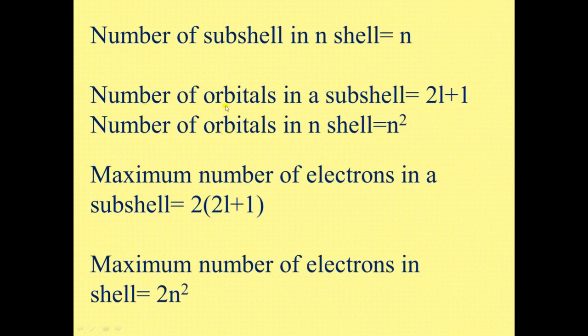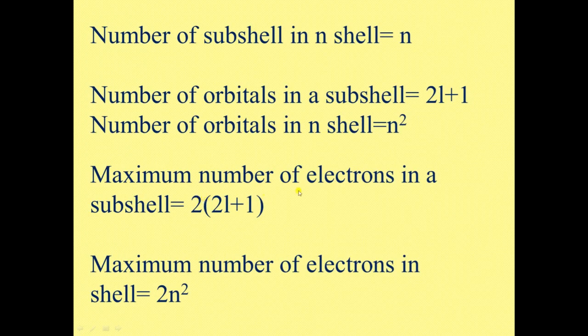Second formula: the number of orbitals in a subshell is equal to 2l plus 1. So we have to find out the number of orbitals present in the s subshell. For the s subshell, the value of l is equal to 0, so that means it is equal to 1. So only one orbital is present in the s subshell. Now the number of orbitals in the n shell is equal to n square.